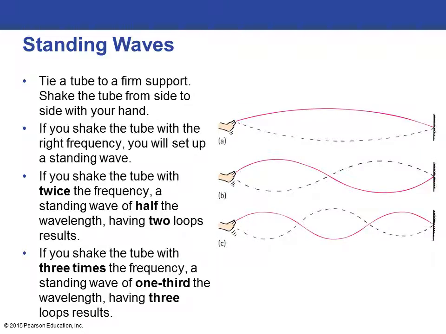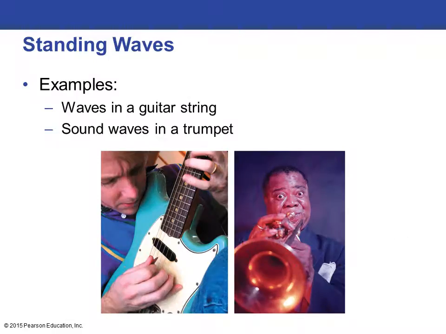If you were to tie a tube to a firm support and shake the tube from side to side with your hand, with the right frequency you could set up a standing wave. If you shake the tube with twice the frequency, a standing wave of half the wavelength having two loops would result. So twice the frequency means half the wavelength, and you're going to get 2 loops. If you were to shake the tube with 3 times the frequency, you'd have a standing wave of 1/3 the wavelength, having 3 loops.